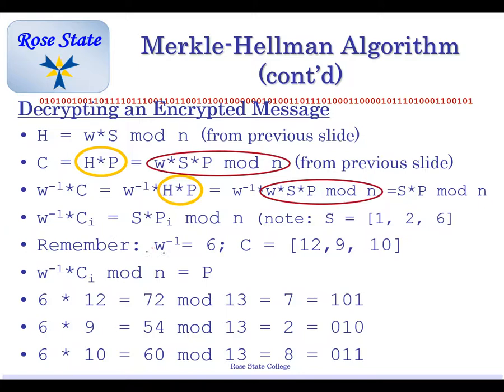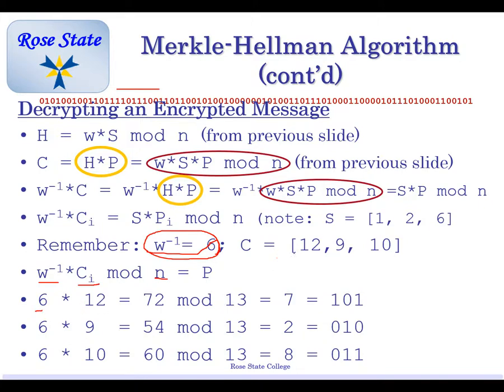But remember a minute ago, we just got done calculating, inverse of W is a 6. Y'all remember that? And our ciphertext is 12, 9, and 10. Okay. So, we got our 6. Now, to decrypt a message, we use this: the inverse of W times the ciphertext mod n. Okay? So, to decrypt a message, we use the inverse of W times our ciphertext mod n. That's our plain text. So the inverse of W is 6.